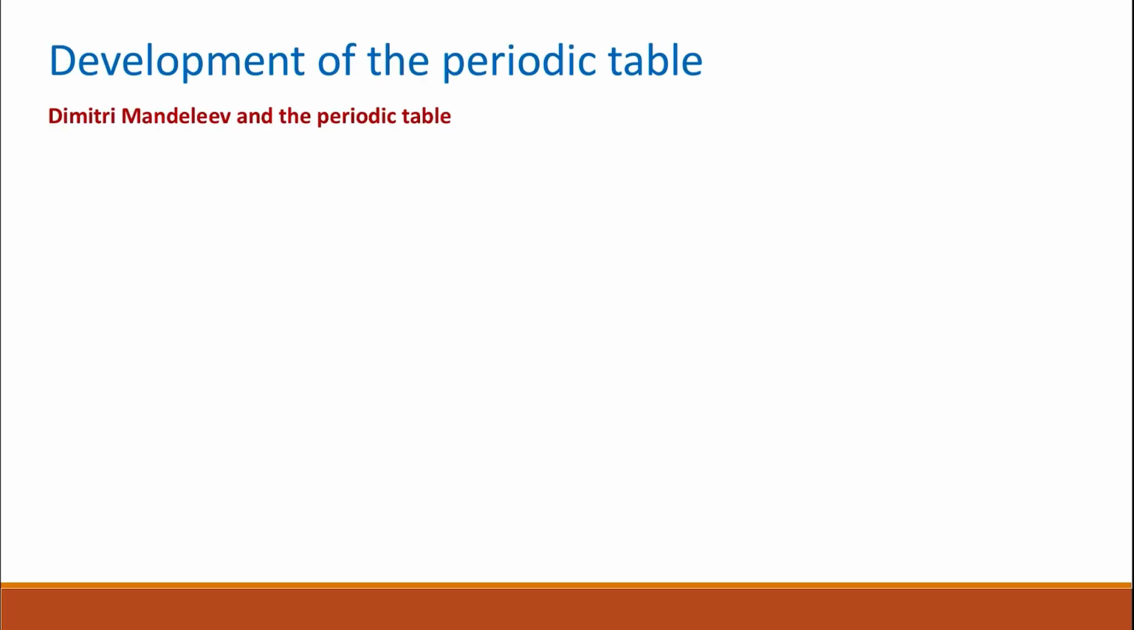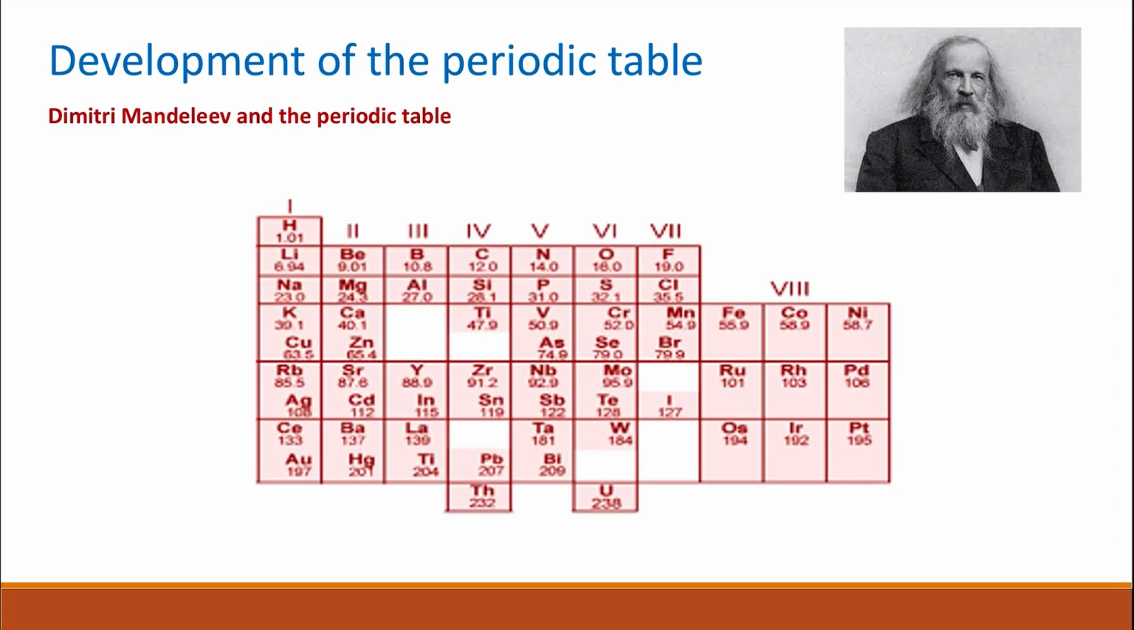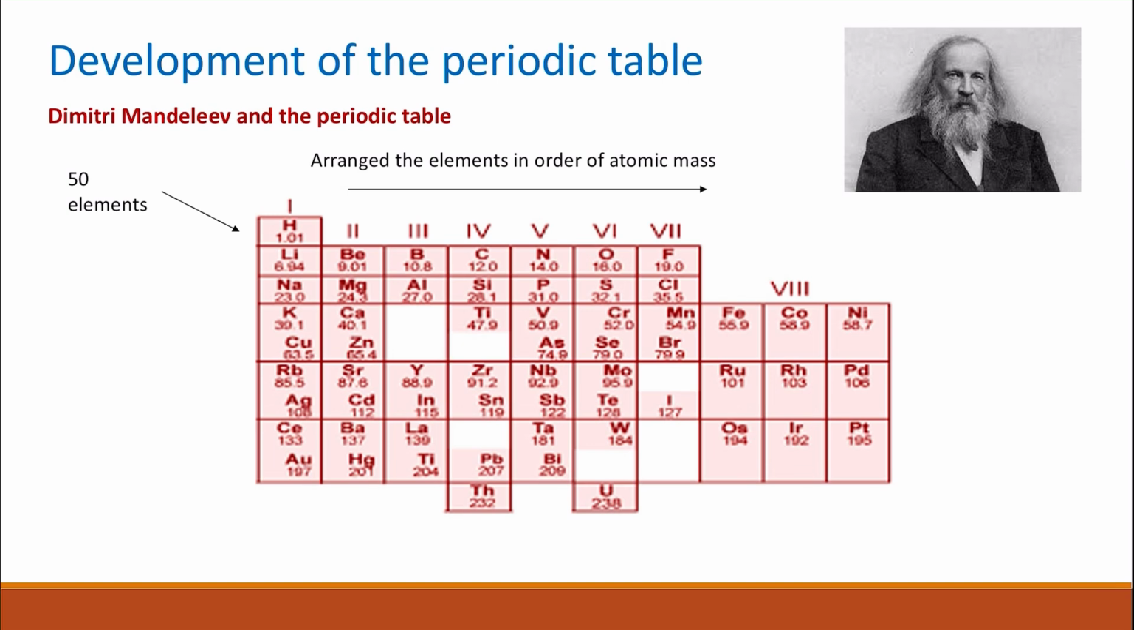The development of the periodic table, Dmitry Mendeleev, is a very common question in the exam. So what did Dmitry Mendeleev do? Dmitry Mendeleev is the scientist who created the first periodic table, which has been developed later on into the modern periodic table. What he did is that he took the 50 elements that were known at that time, and he arranged the elements in order of atomic mass.